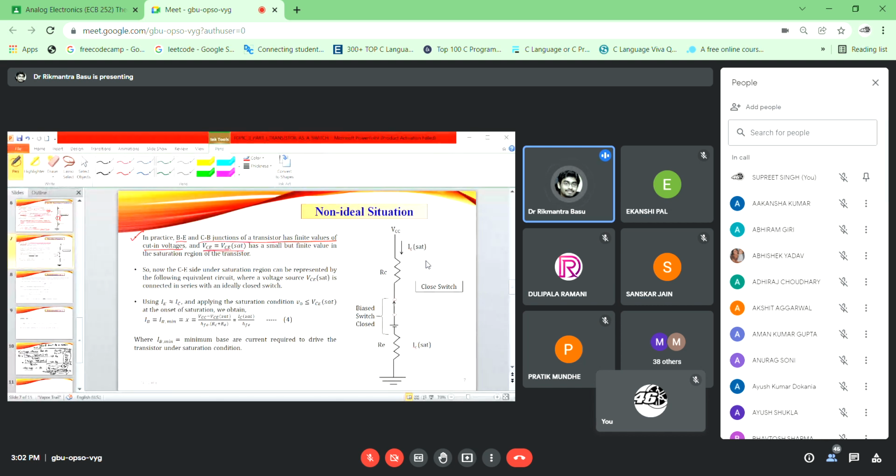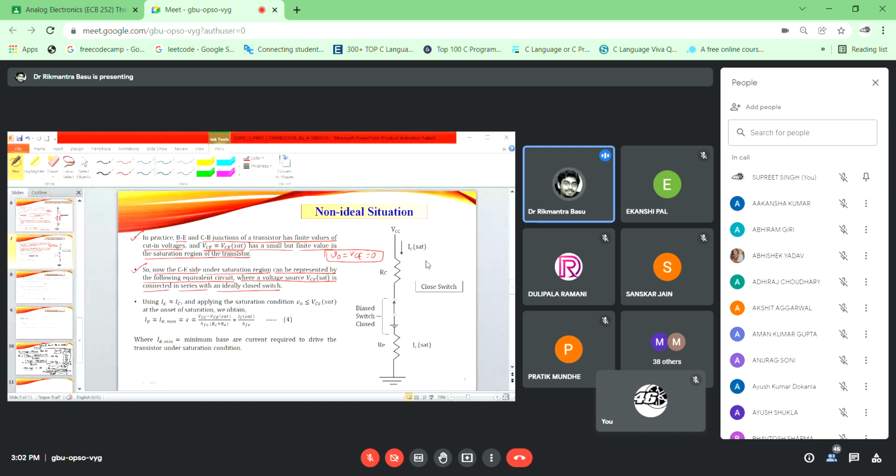And VCE is also a VCE SAT. So you can't always say that for every transistor you have brought from the market, there is a saturation value of VCE SAT. It can go beyond that. So it has a small but finite value in the saturation region of the transistor. Now the common emitter circuit under the saturation region can be represented by the following equivalent circuit, where a voltage source VCE SAT is connected in series with an ideally closed switch.